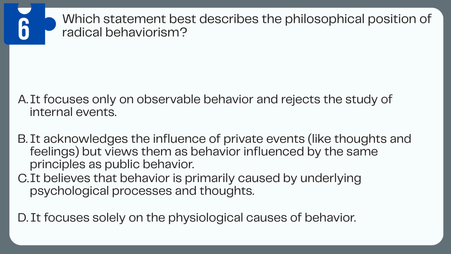Question 6. Which statement best describes the philosophical position of radical behaviorism? A. It focuses only on observable behavior and rejects the study of internal events. B. It acknowledges the influence of private events, like thoughts and feelings, but views them as behavior influenced by the same principles as public behavior. C. It believes that behavior is primarily caused by underlying psychological processes and thoughts. D. It focuses solely on the physiological causes of behavior.